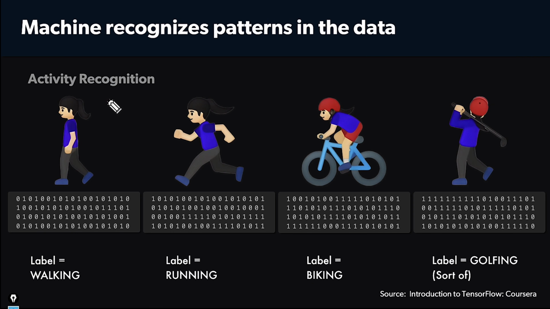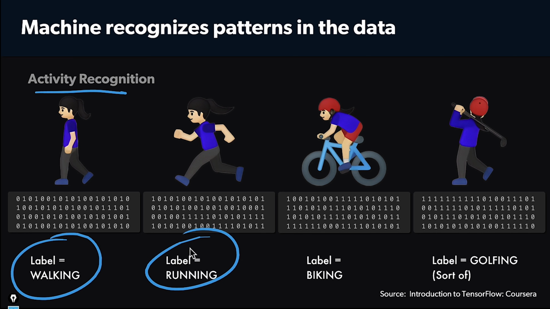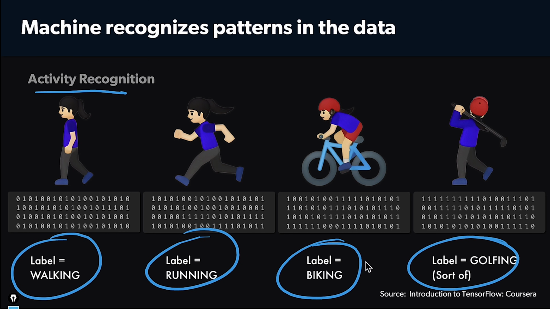So rather than trying to code this, with activity recognition, we are telling the machine that this is walking. We are telling the machine that this is running. Notice the label is running. We are telling it that this is biking or cycling. We are telling it that this is golfing. We are telling the machine what activity the data contains. And then we are allowing the machine to determine the answer.